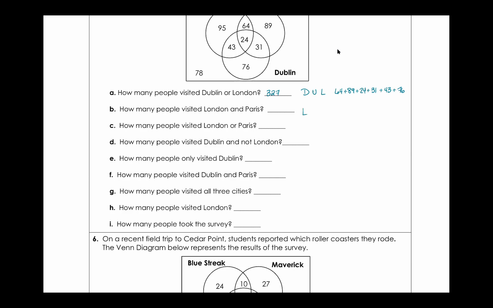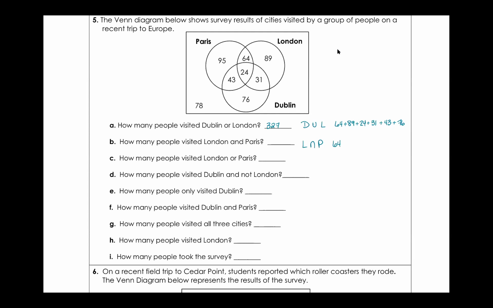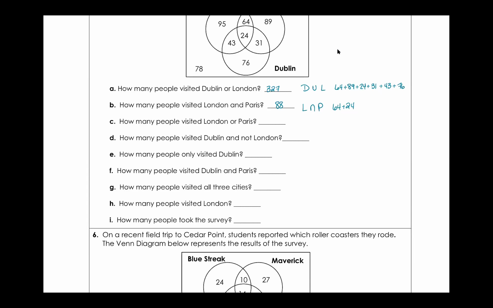How many people visited London and Paris? So we got London and Paris. We want the intersection of those two. So that would be 64 plus 24, 88.